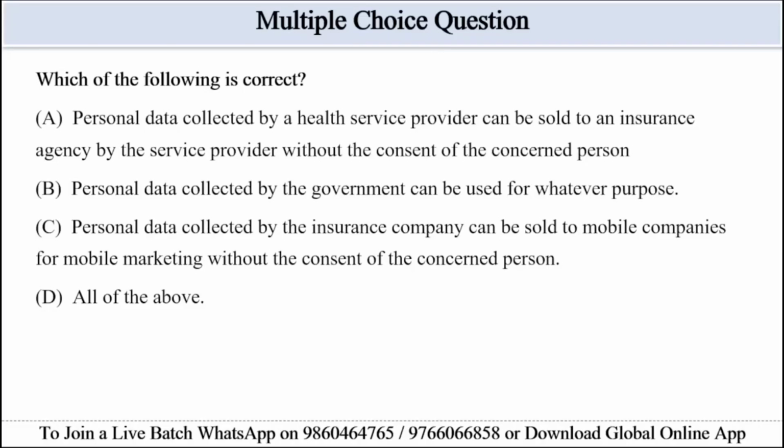So in case of option A, personal data collected by a health service provider can be sold to an insurance agency by the service provider without the consent of the concerned person. So this contradicts core data protection principles, that is consent and purpose limitation. Nothing in the passage suggests this is allowed. In case of option B, personal data collected by the government can be used for whatever purpose.